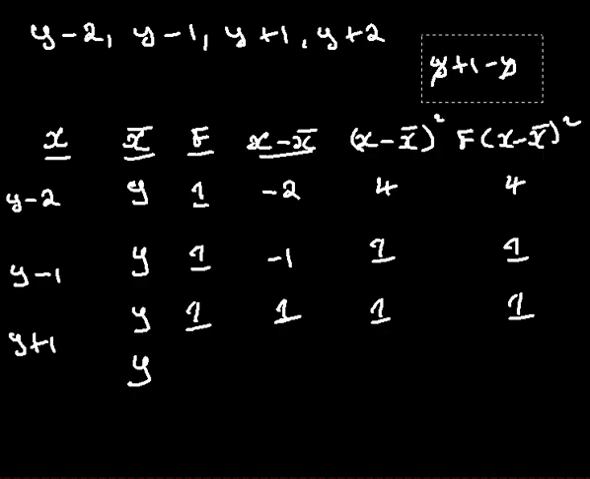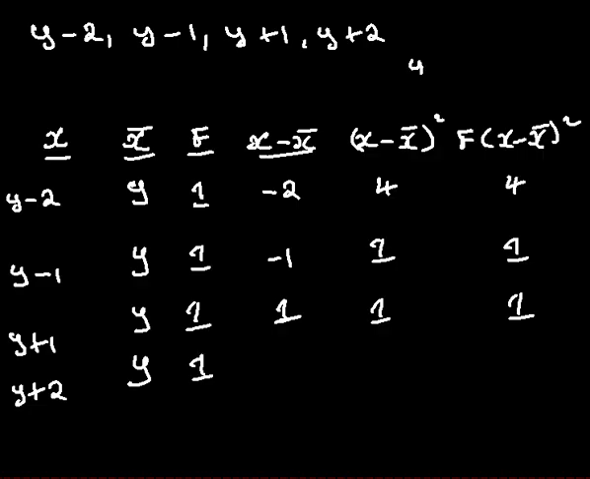Then we should have that as y plus 2. So the frequency is the same as 1. Then y plus 2 minus y. In this case, this one and this will cancel. We'll just have 2 here. The square of that one, that is 4. And we'll have 4 here as well. Then we'll have the summation of this column.